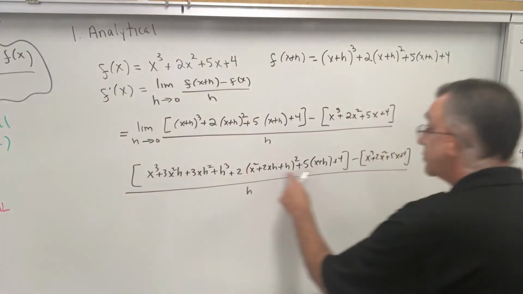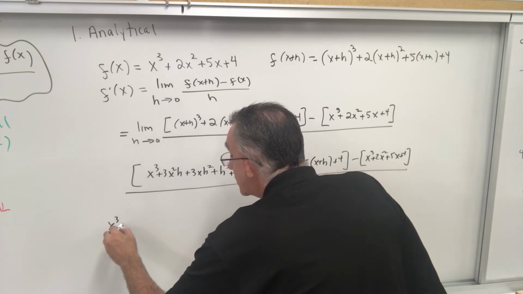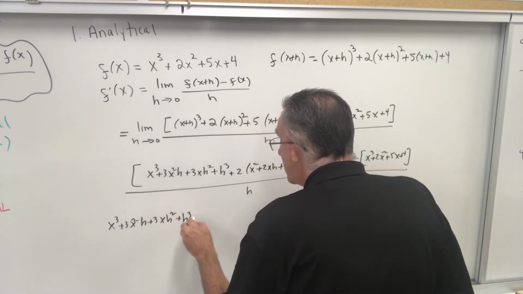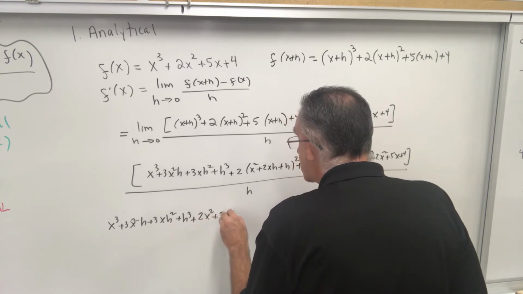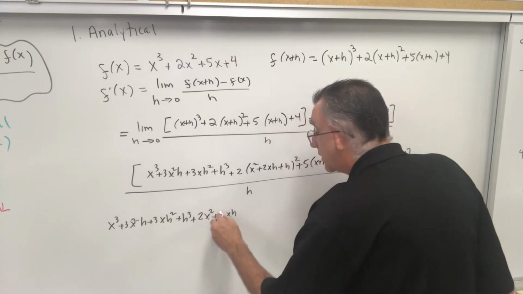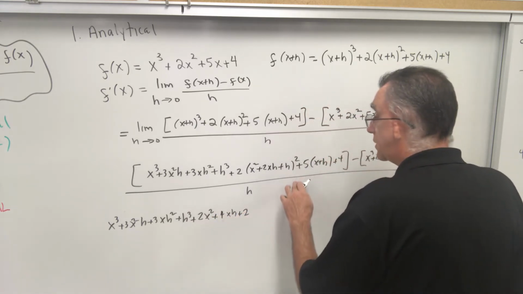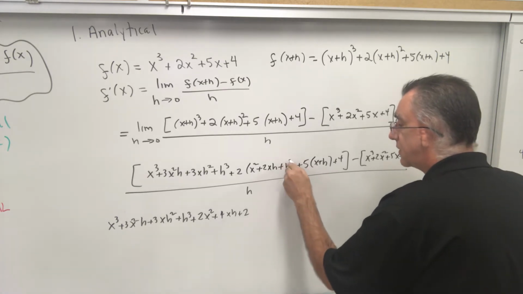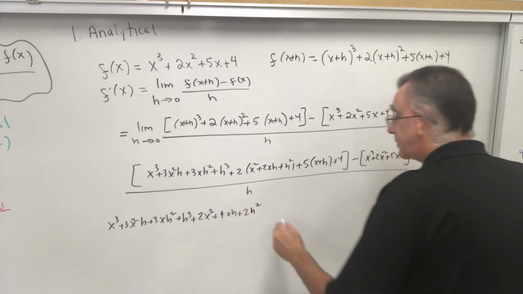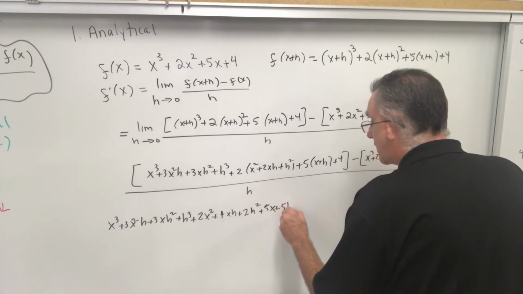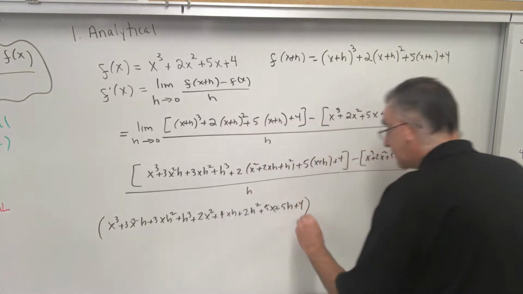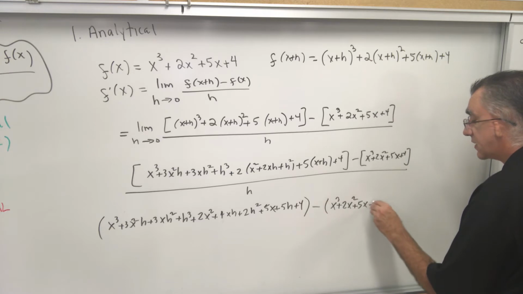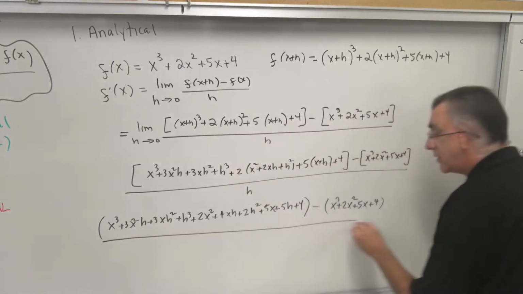So now let's distribute the 2 and the 5 in. What do I get? X to the third plus 3x squared h plus 3x h squared plus h to the third plus 2x squared plus 4xh, sorry, I'm distributing that 2 in, plus 2h squared, plus 5x plus 5h plus 4, minus x to the third plus 2x squared plus 5x plus 4, all over h.